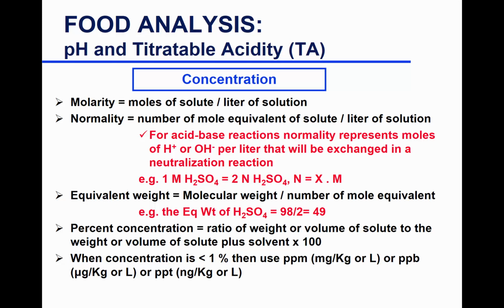So ppm, you can also see it as microgram per milliliter, and then there's parts per billion, which becomes microgram per liter or kilogram, parts per trillion, nanograms, and so on. As we go lower in concentration, we use parts per million, billion, trillion.